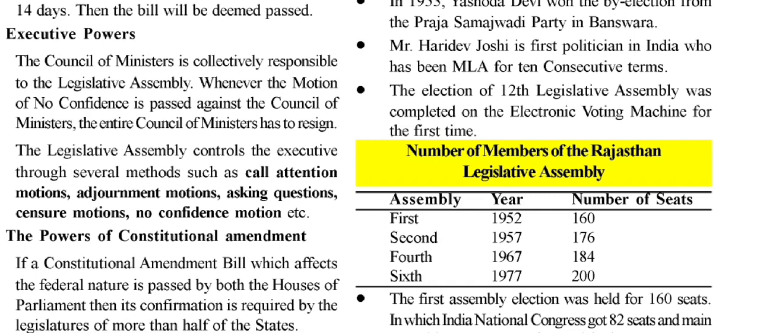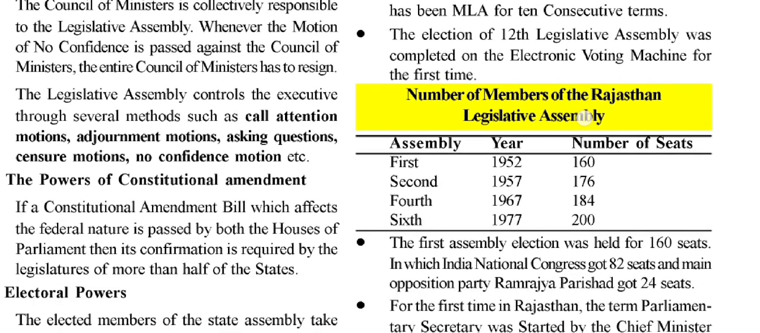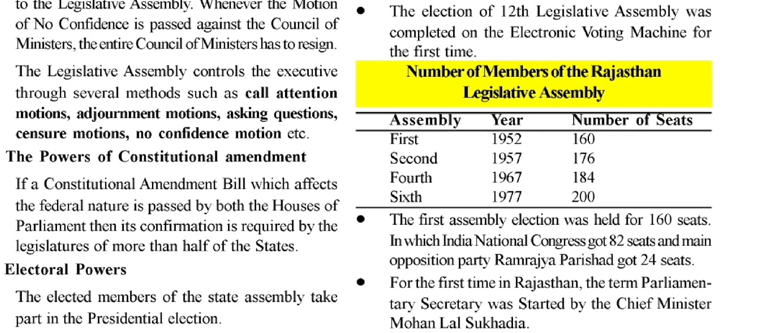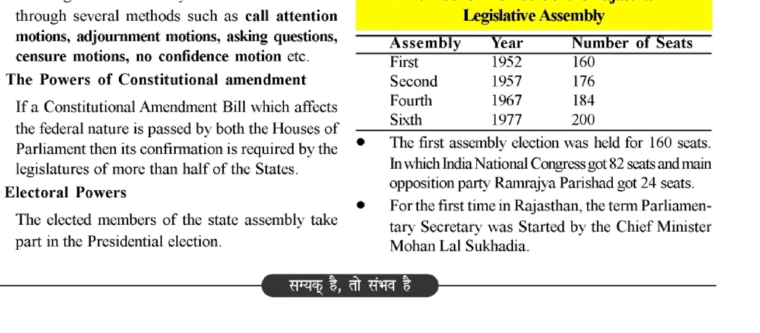Number of members of Rajasthan Legislative Assembly. First, year 1952, number of seats 160. Second, 1957, number of seats 176. Fourth, 1967, number of seats 184. Sixth, 1977, number of seats 200. The first assembly election was held for 160 seats, in which Indian National Congress got 82 seats and the main opposition party Ram Rajya Parishad got 24 seats.